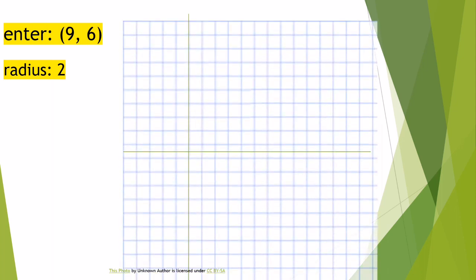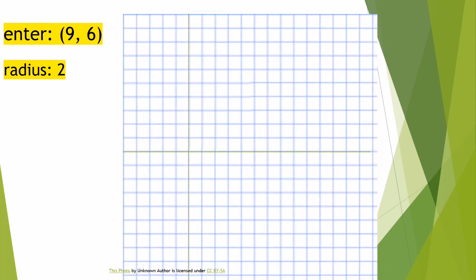So, gagamit tayo ng graphing paper. So, kung napapansin ninyo, meron tayo dito intersection ng x and y. So, ito yung x na line natin at ito naman ang y na line natin. So, ang ating center or point of origin ay ito. So, i-graph muna natin ang center. Ang ating center ay positive 9 ang x. So, going to the right.